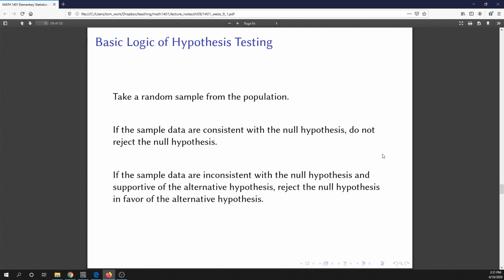So again, just focus on the outcomes that you might have, and don't worry too much about the mechanics of performing these tests at this point. Again, we will talk about that in section 9.3.